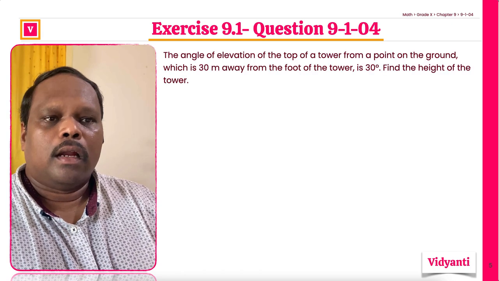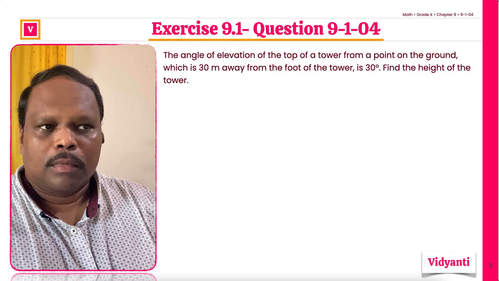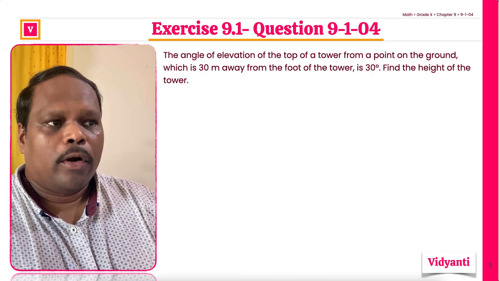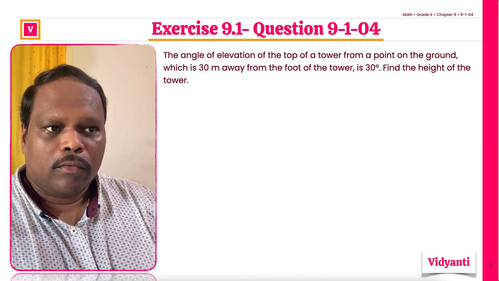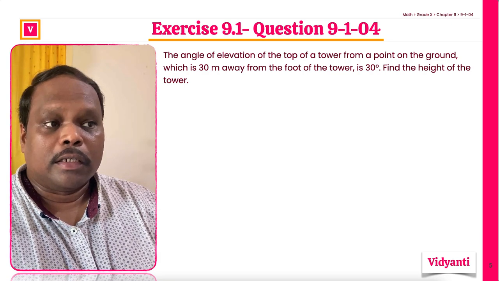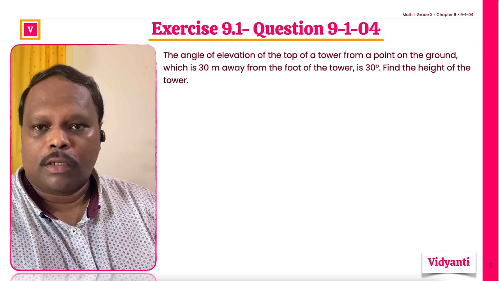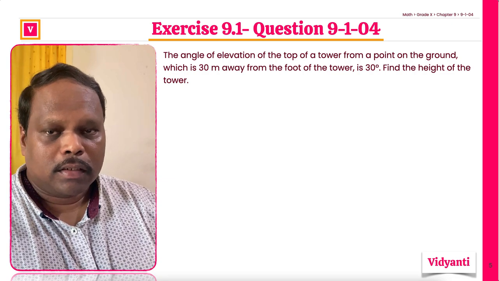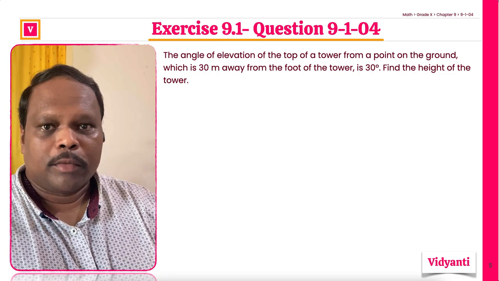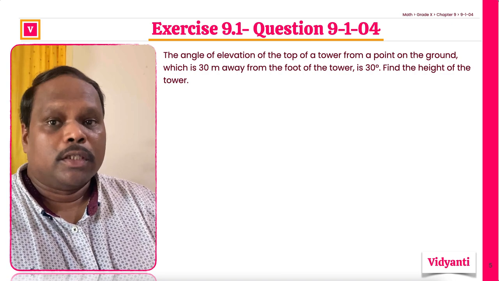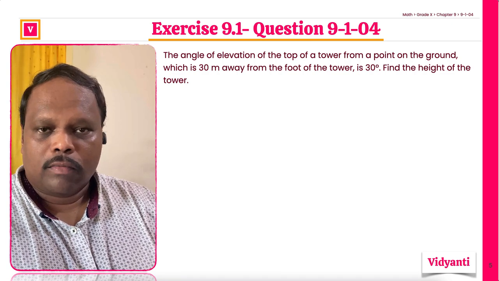An angle of elevation of the top of a tower from a point on the ground, which is 30 meters away from the foot of the tower, is 30 degrees. Find the height of the tower. In such cases, if you draw the diagram correctly, that means your interpretation of the given information is correct.